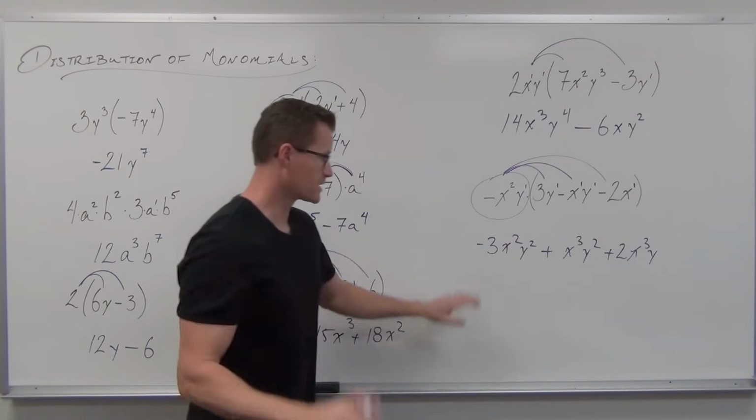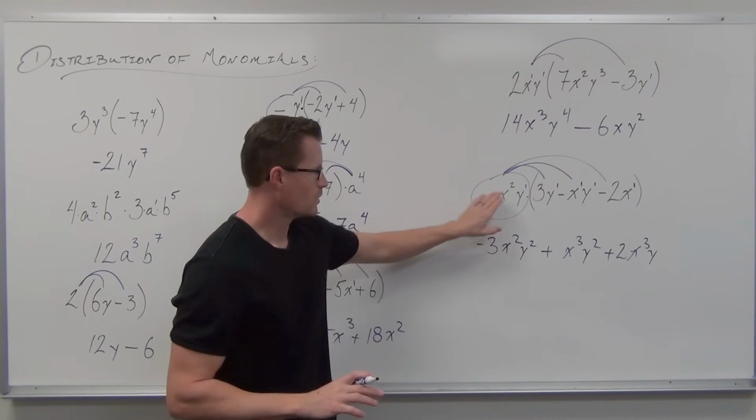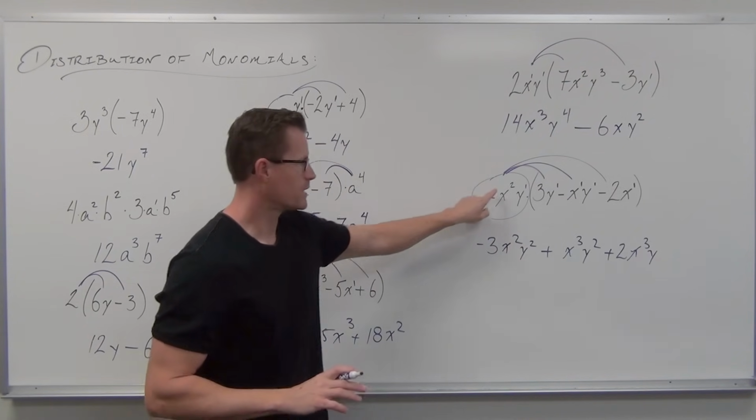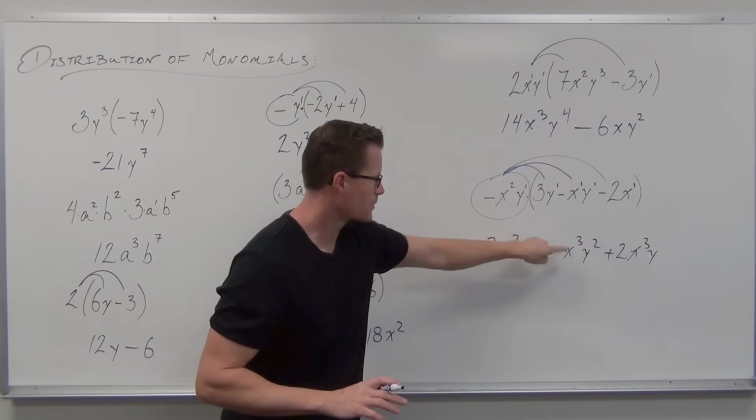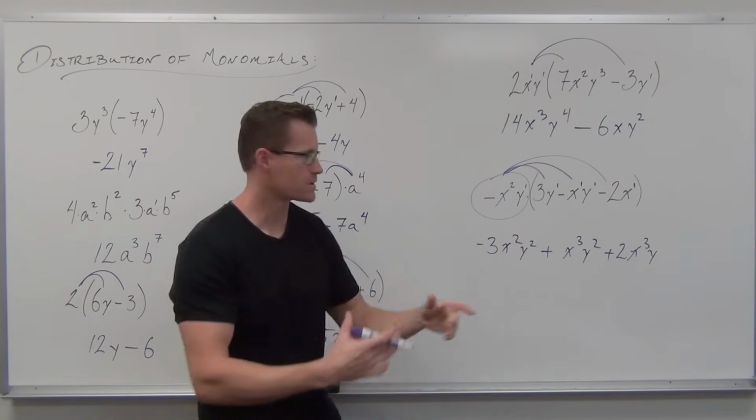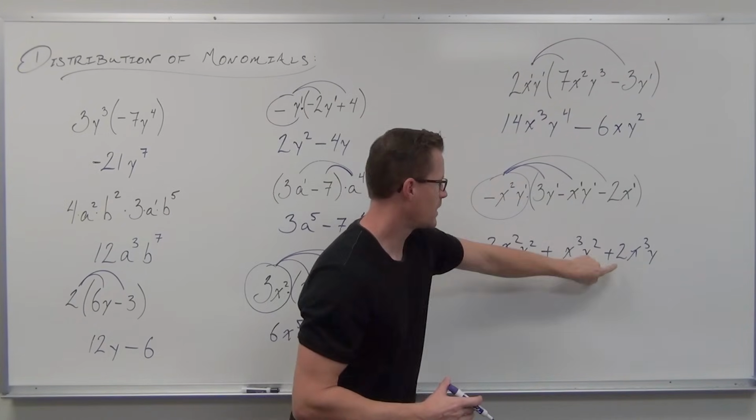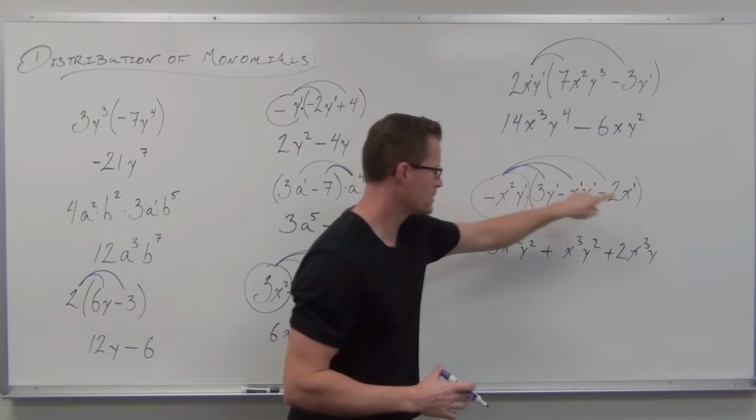Y to the first. So let's double check. Negative 3, cool. X squared, y to the second. Got that one. Negative times negative, positive. X to the third, cool. Y to the second. I'm adding exponents here. Negative times a negative is a positive 2. X to the third, y to the first.